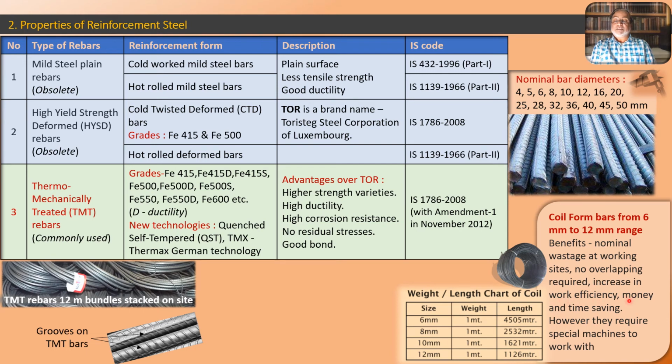Increase in work efficiency, money and time saving was there, but there is a disadvantage that they require special machines to work with because they are required to be straightened. So that is why this sort of disadvantage is also there. So as an information, we should know that the TMT bars from 6 to 12 mm range are also available in coil forms. So this was a brief overview of the properties of reinforcement steel. Only one property remains that we will see in the next slide.